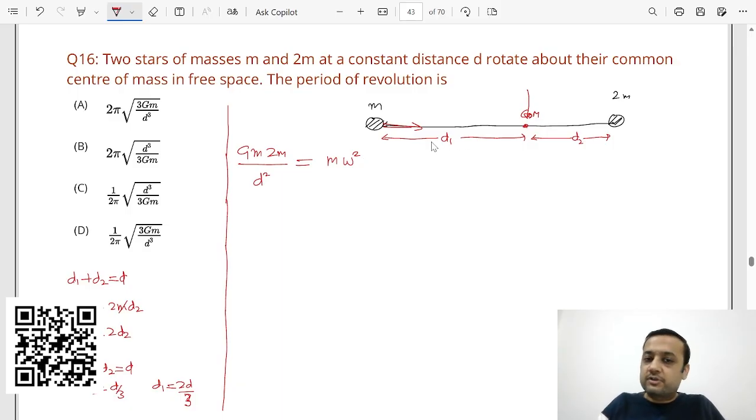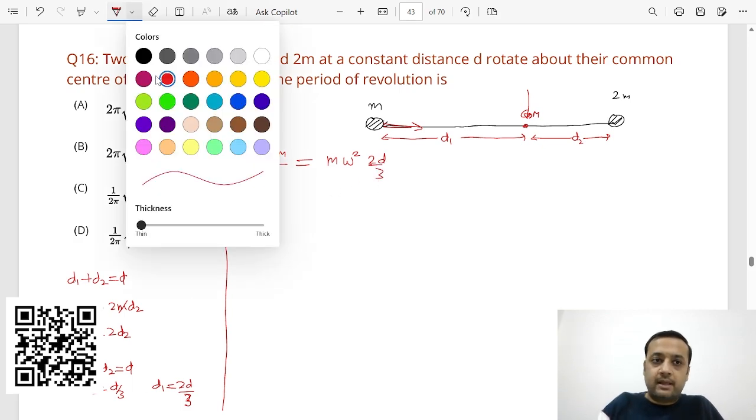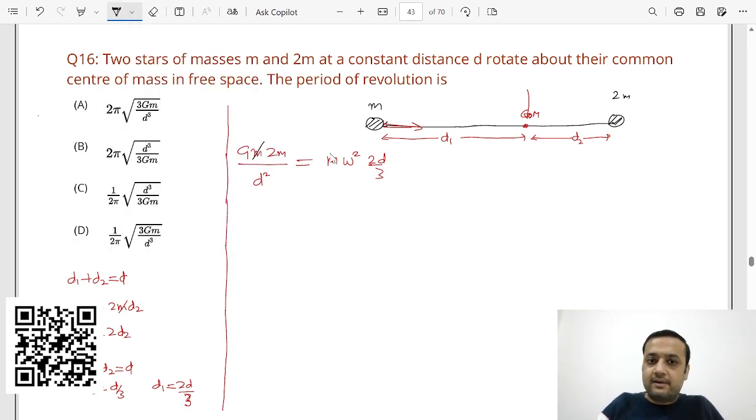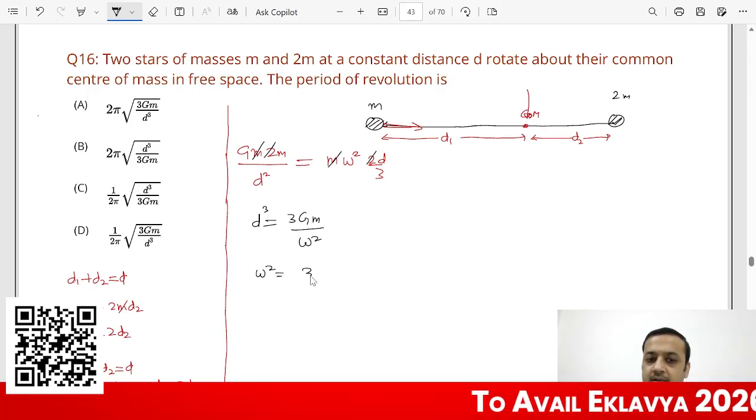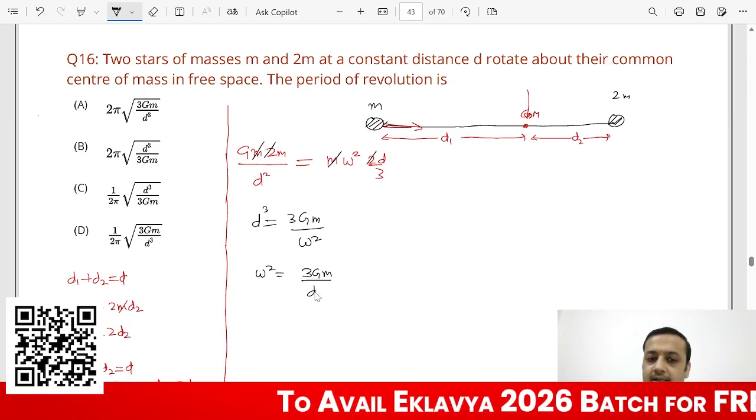Now the radius of circular motion is d1. Notice d1 is the radius of circular motion, which is 2d by 3, which we have already derived here. Now if I cancel the value of m, m and m get cancelled. This 2 and 2 also get cancelled. So if you see the d value, d cube, this d square you can bring this side, so d cube will be G into m. And this 3 will also come here, 3Gm by omega square basically. So that means omega square becomes 3Gm by d cube.